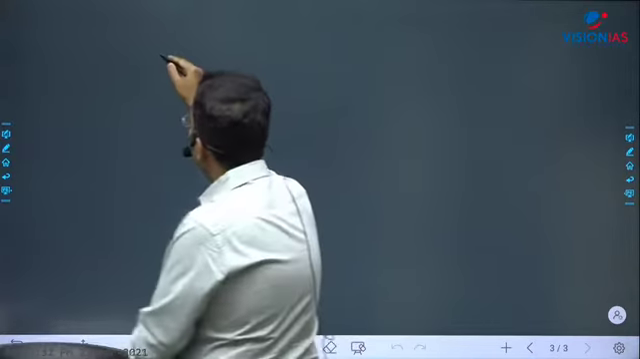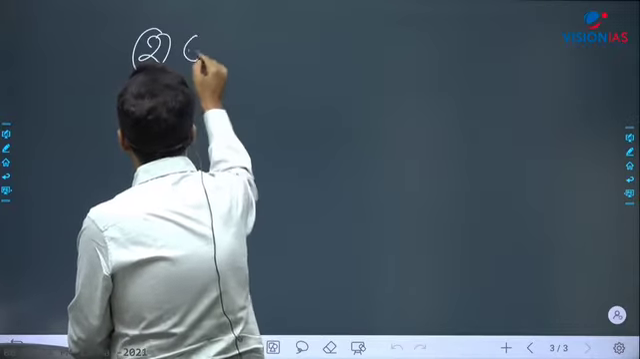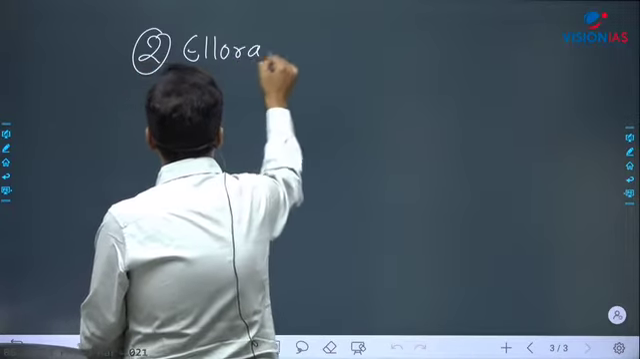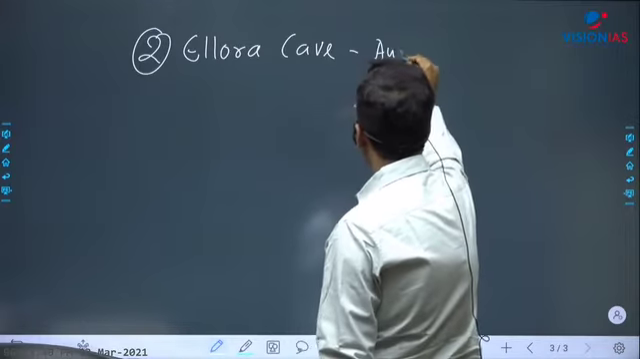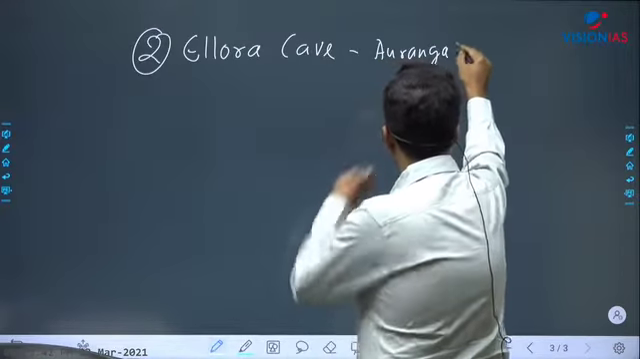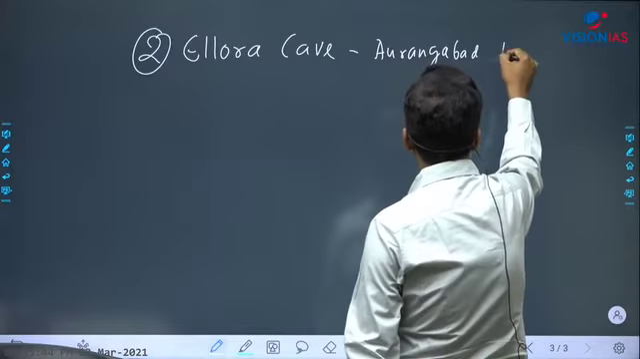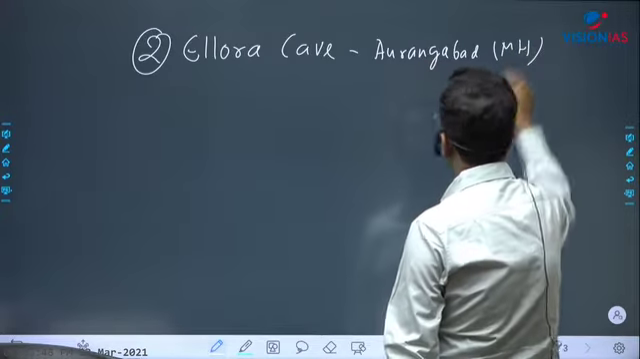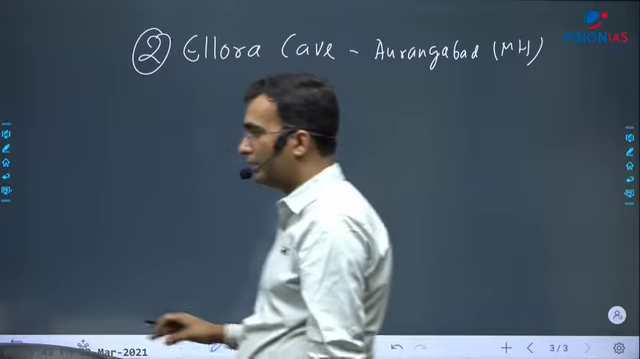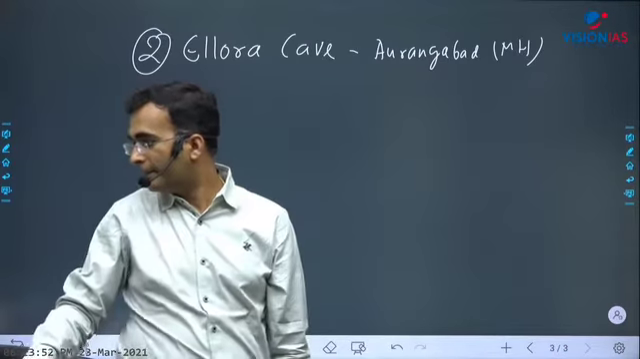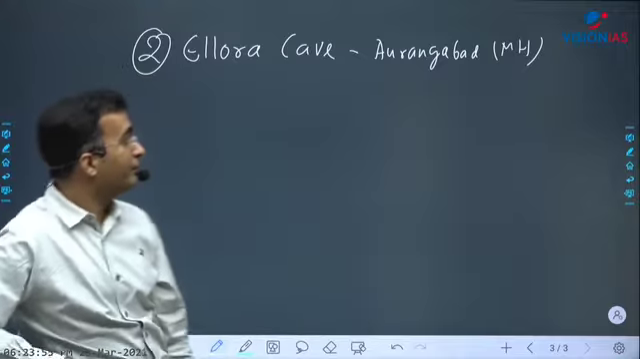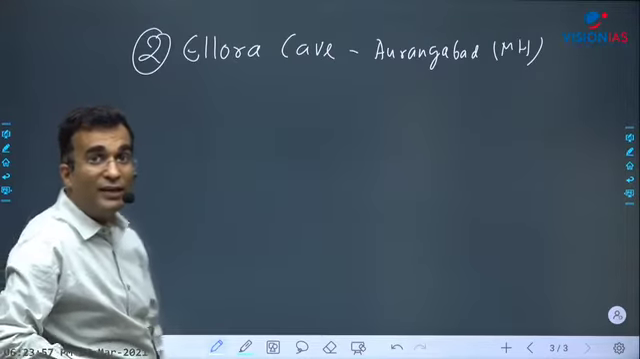So second, you write Ellora cave. Ellora cave, again in Aurangabad of Maharashtra. Okay? Then, how many caves are over here in this one?